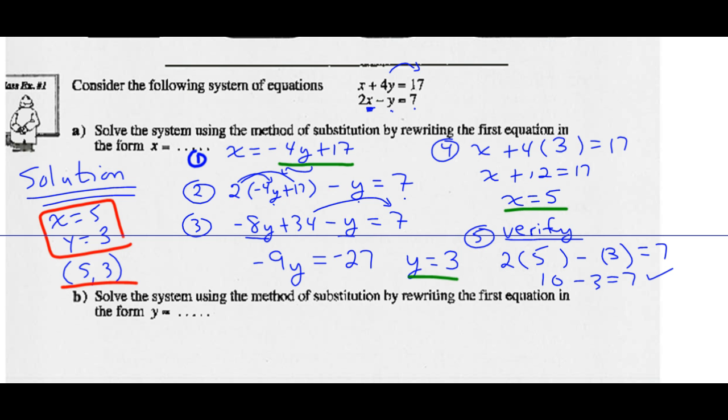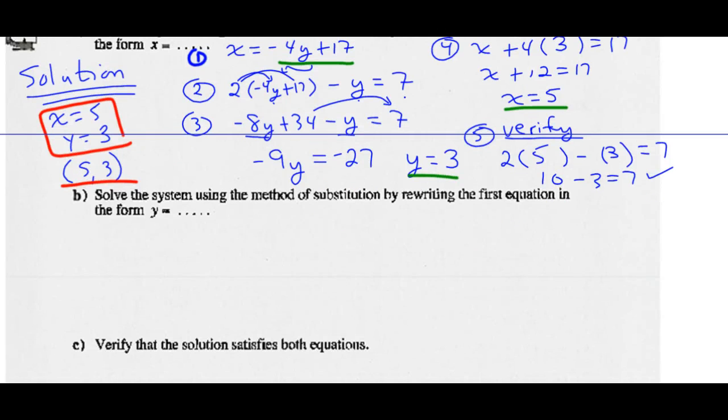All right. Now, part B says, solve the system using the method of substitution by rewriting the first equation in the form of y. So the first equation is x plus 4y equals 17. I want to solve that equation for y. So I'm going to minus x from both sides. So 4y equals negative x plus 17. I'm going to divide everything by 4. So that's negative 1 quarter x plus 17 quarters.